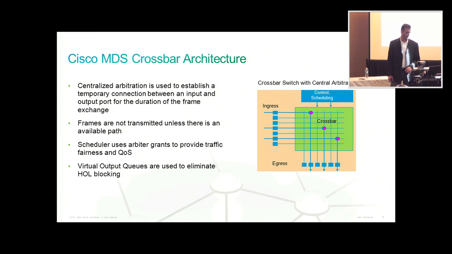So let's talk about the architecture details. I talked about the overview, I talked about the components, and now let's talk about the architecture of this. What we're doing in here is we're providing for predictable performance, and the way we do that is by doing a crossbar-based fabric.